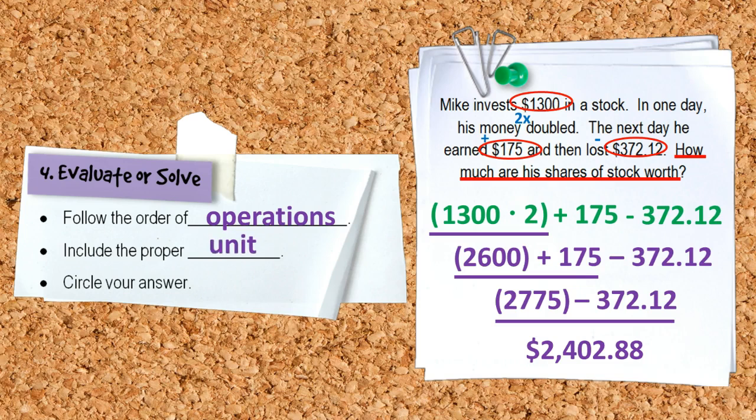Always make sure you include a unit. In this case, the question was, how much are his shares of stock worth? Well, his shares of stock are worth $2,402.88. Include that unit. We're dealing with real-world scenarios. Always circle your answer. With that much work, you want to make sure the person grading your paper can find your answer every time.